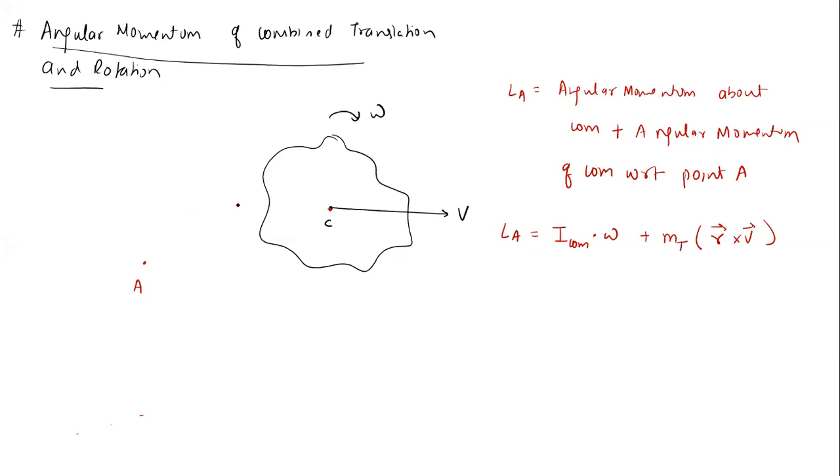Now what is r vector here? R vector is the position vector of point A with respect to center. So this is the R vector. That is how we can find the angular momentum of the body, which is having both combined rotational as well as translational motion.